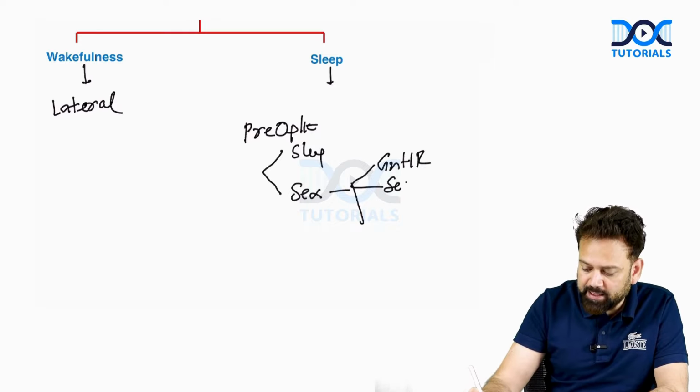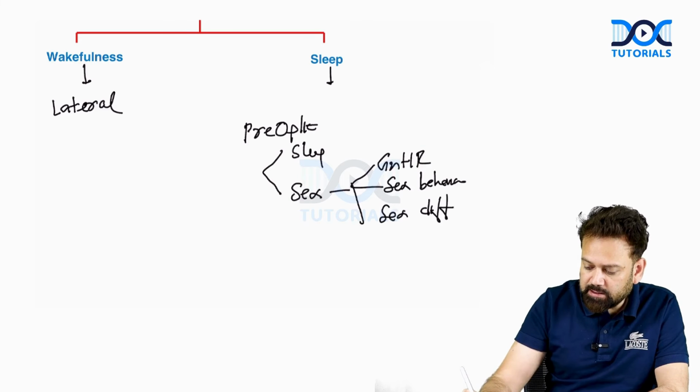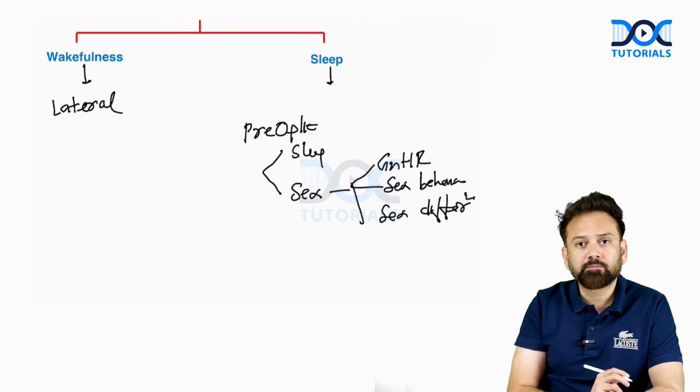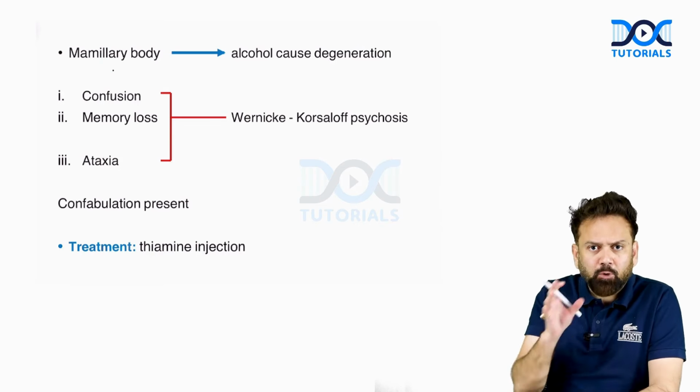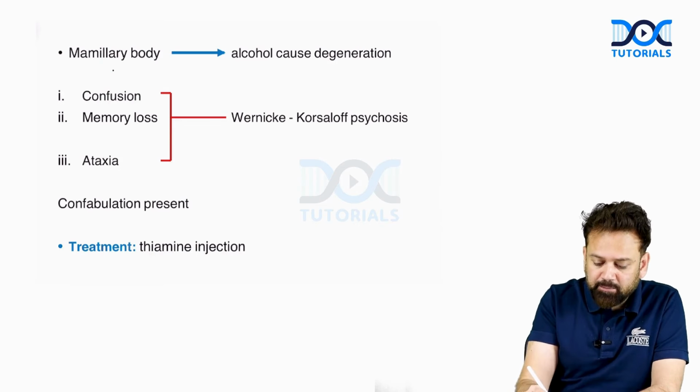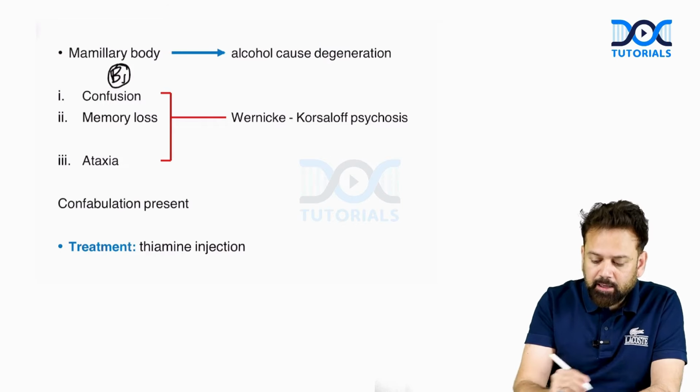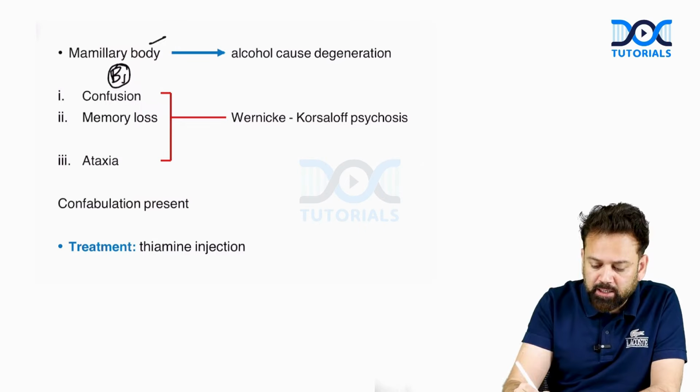Then sexual behavior is because of preoptic. And sexual differentiation in fetus is again because of preoptic. Clear? Now, mammillary body needs vitamin B1 and it is important for memory consolidation.